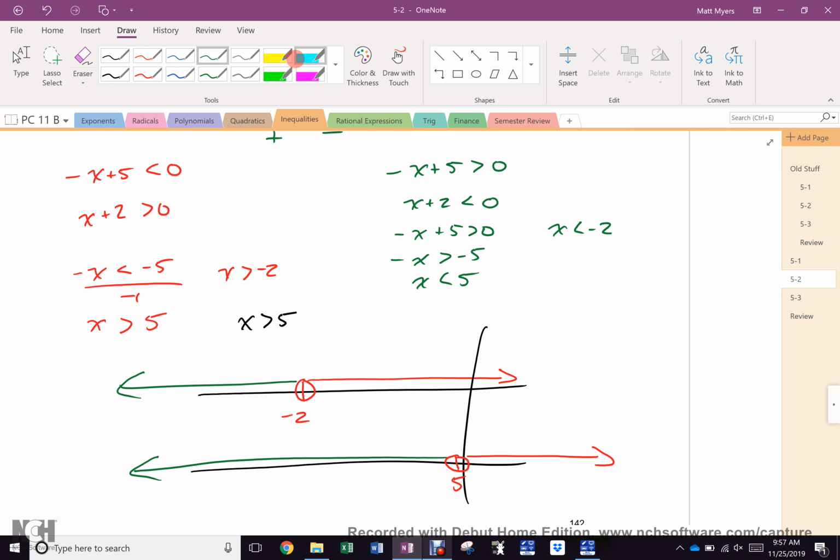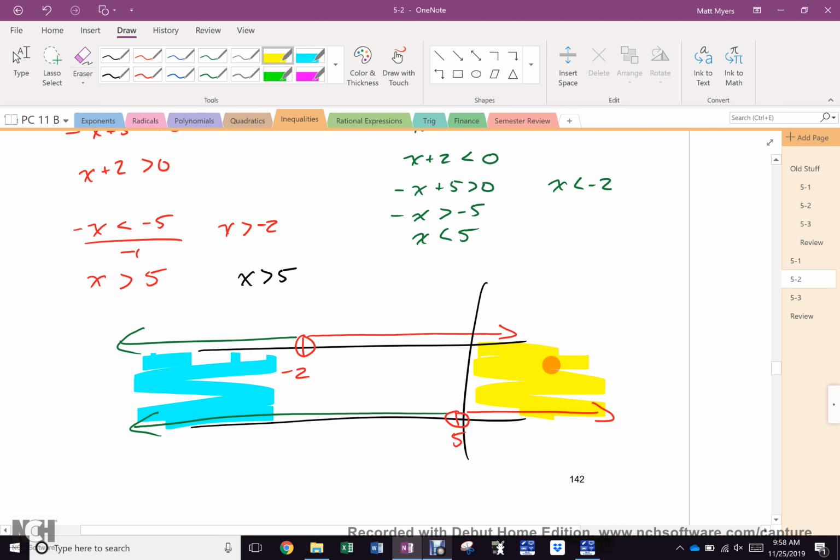So where is the only place in the green line where they're both true? Out here. Right? So because the only place that they're all true is out here, I must have x is greater than 5 and x is less than negative 2. And my pen is possibly dying.